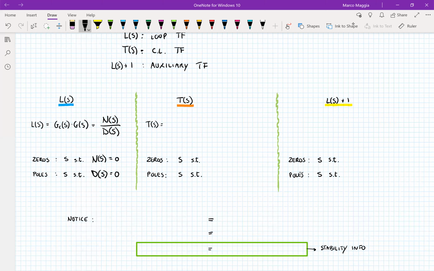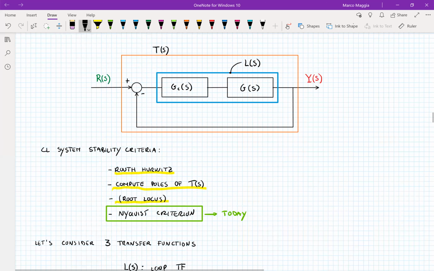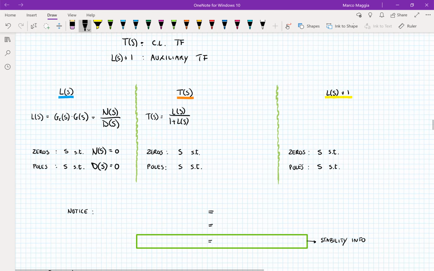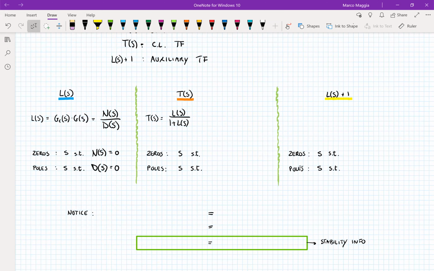Now let's take a look at the closed loop transfer function T of S. How do we compute that? Well, that is L of S over 1 plus L of S, according to the geometry of this block diagram. It's a standard one. Now, using the fact that L of S is N over D, let's rearrange things slightly. And so we see that T of S can be written as N of S over N of S plus D of S.